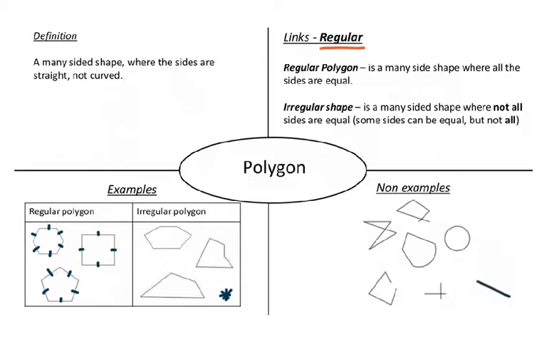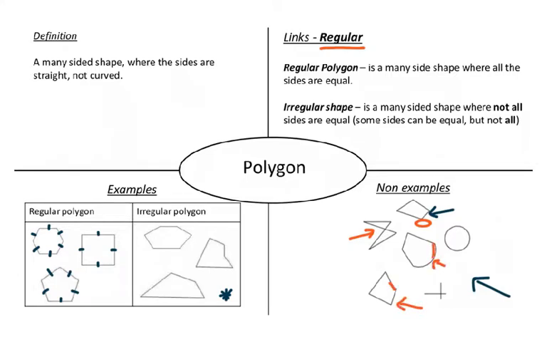Now look at the non-examples. These are all shapes that are not polygons. This one is not a shape because of these extra bits here. This one is sort of two shapes put together, so it's not a polygon. This one, the lines don't close, so it's not a polygon.